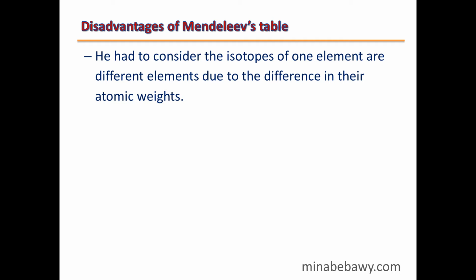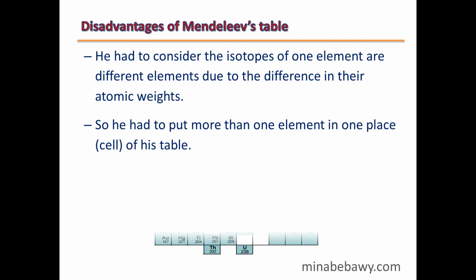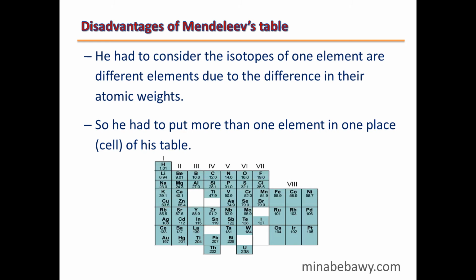The second disadvantage is Mendeleev had to consider the isotopes of one element as different elements. Why? Due to the difference in their atomic weights. So he had to put more than one element, as we can see here in each cell from these cells. Each cell contains two elements.